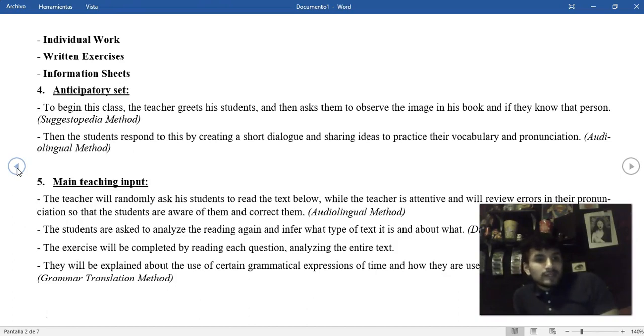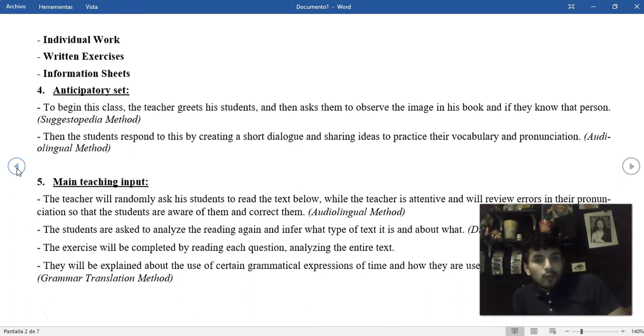The anticipatory step. To begin this class, the teacher greets his students and then asks them to observe the image in his book, and if they know that person. My students have to look at the picture that they have at the beginning of lesson 3. Then the students respond to this by creating a short dialogue and sharing ideas with me. We're going to share ideas about the image.